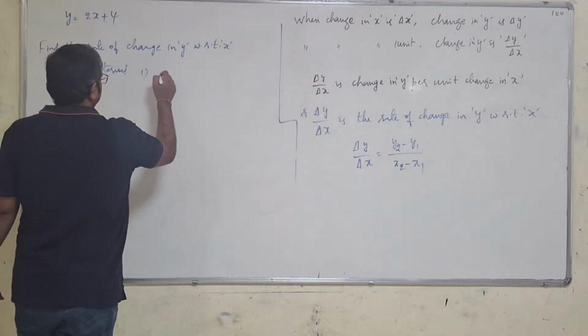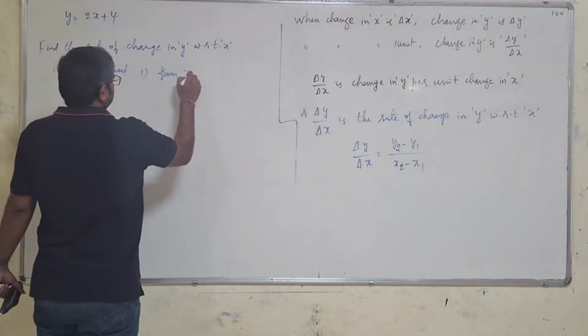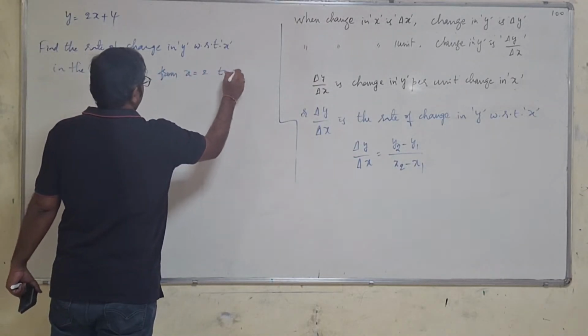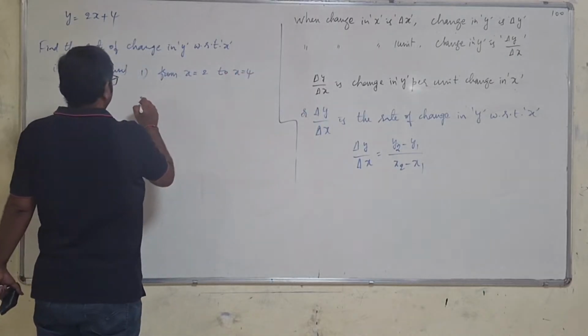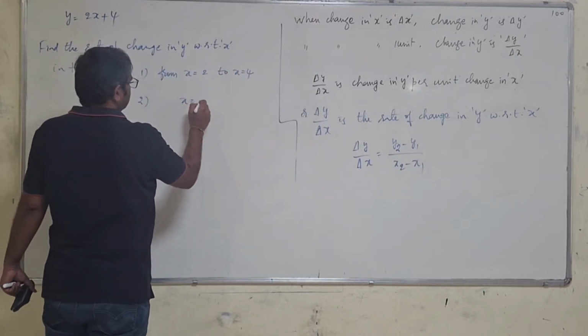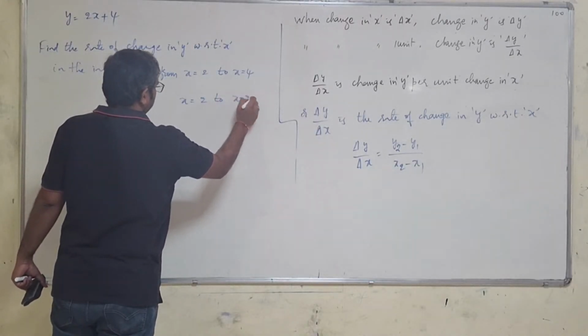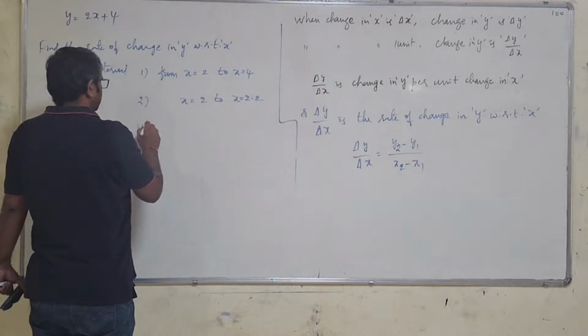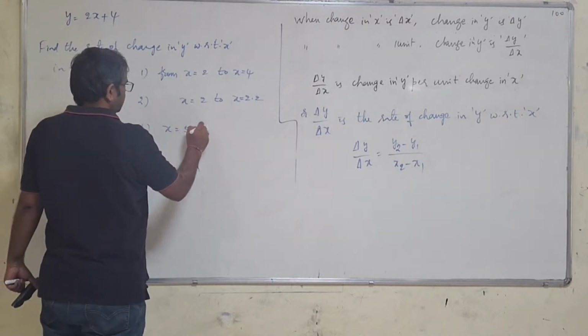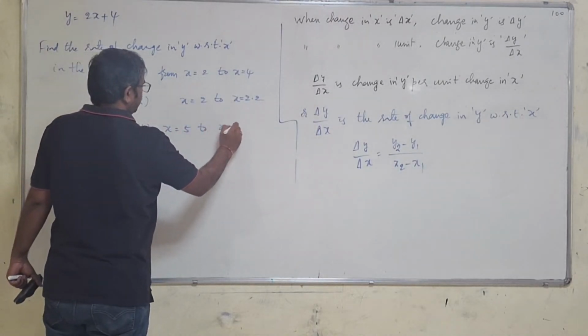from x is equal to 2 to x is equal to 4, x is equal to 2 to x is equal to 2.2, x is equal to 5 to x is equal to 5.1.